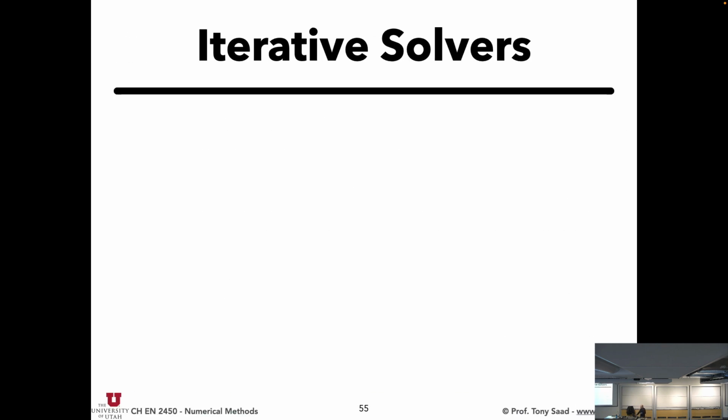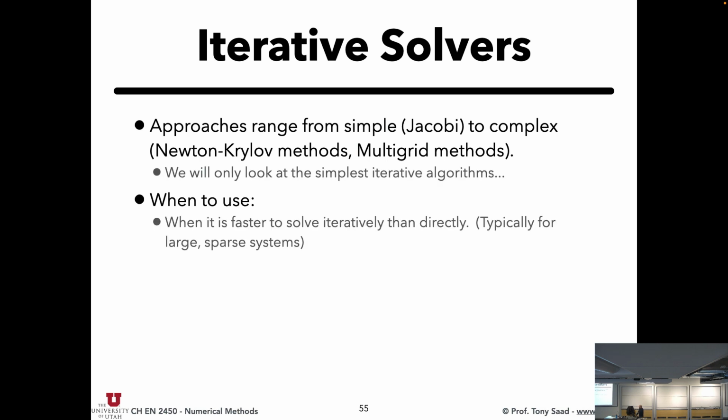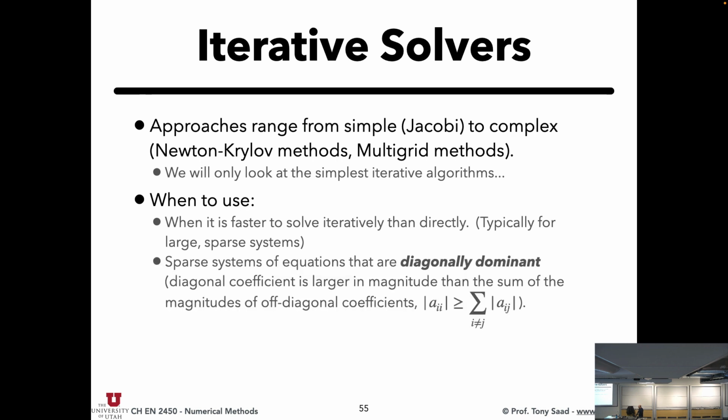Next are the general iterative methods. Their approaches range from very simple methods like Jacobi, which we will study in this course, to complex Newton-Krylov methods and manifold spaces that get really complicated. We will not even get close to those, or multi-grid methods, etc. We use those methods in computational fluid dynamics, but the first stepping stone is the Jacobi method, which we will learn in this course. When do you use them? When it's faster to solve iteratively, typically for large sparse systems.